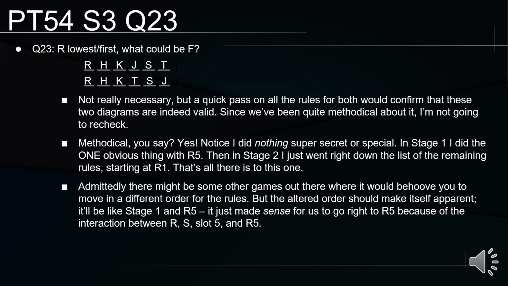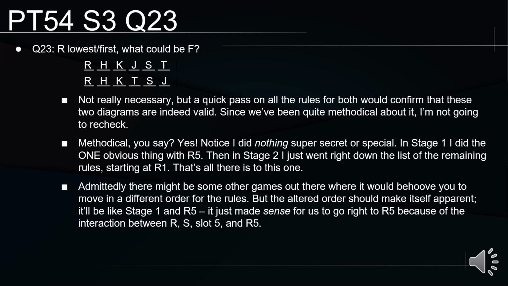Admittedly, there might be some other games and other questions out there where it would behoove you to move in a different order. So instead of rules 1 through 4 in that order, maybe the smart thing to do is go Rule 3, Rule 4, and then loop back up to 1 and then come down to 2. So instead of 1, 2, 3, 4, it's 3, 4, 1, 2, whatever it is. But whatever the altered order is, if you need to go into some other order, that altered order should make itself apparent.